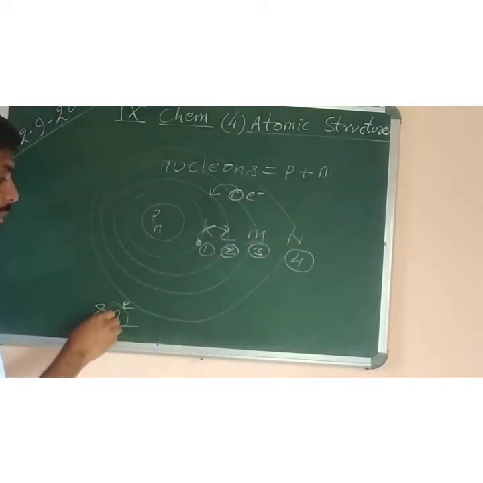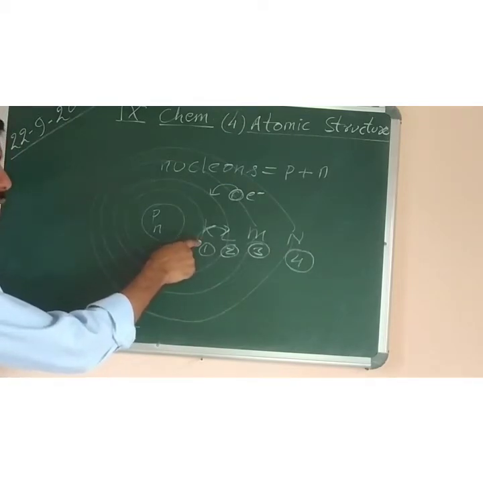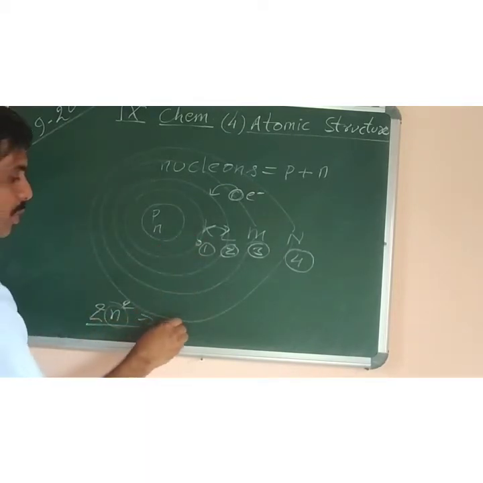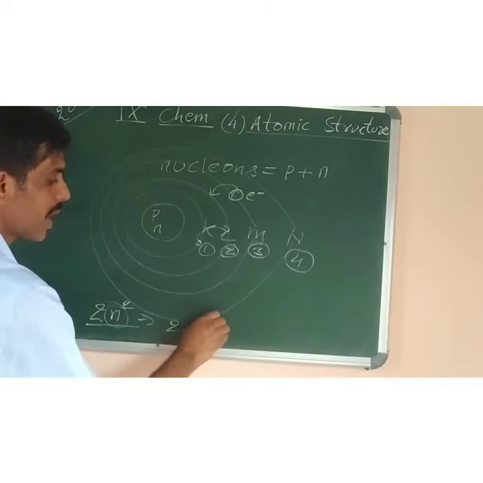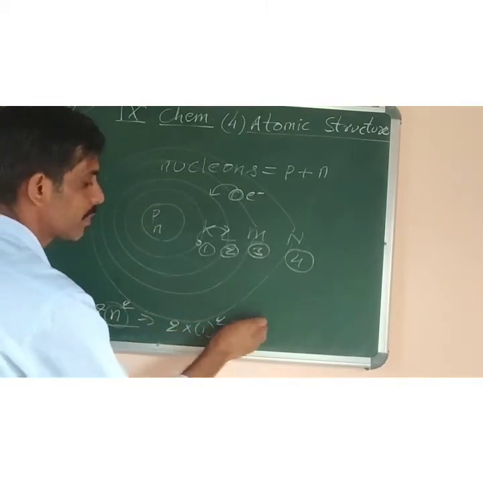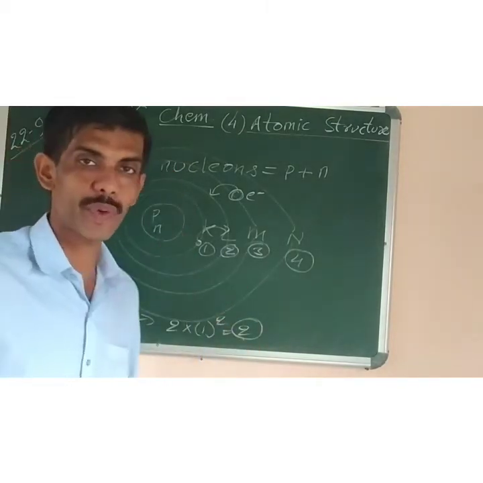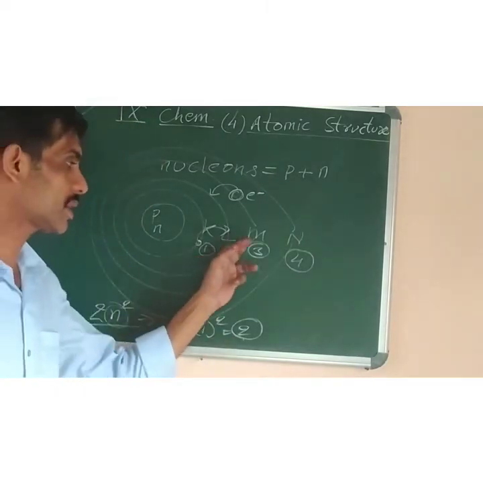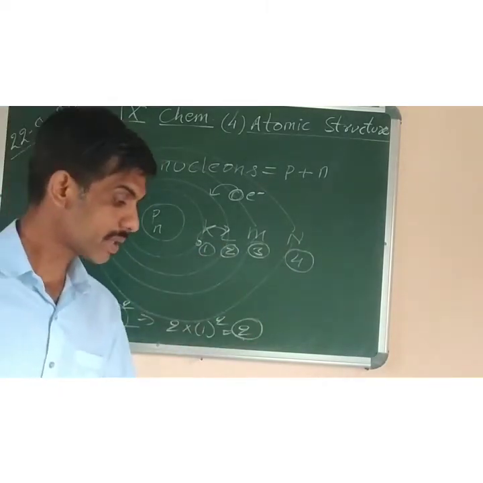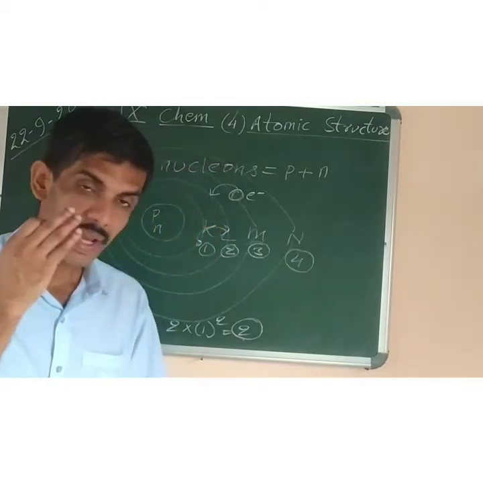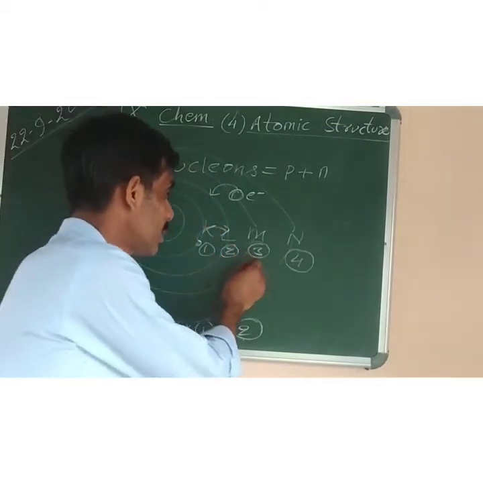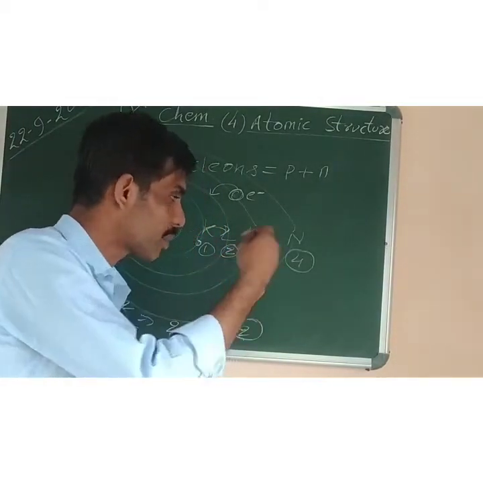So if we talk about the first orbit, that is K, the number of electrons will be 2 into n square, where n is 1, so 2 into 1 is 2. So a maximum of 2 electrons can be accommodated, and likewise 8 here, 18, 32. But what does the last rule say? Electrons will try to occupy a maximum of only 8 electrons in the outermost shell and not more than that.